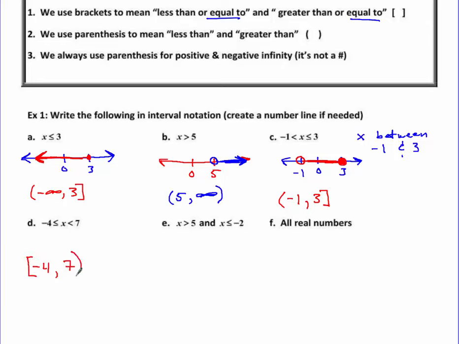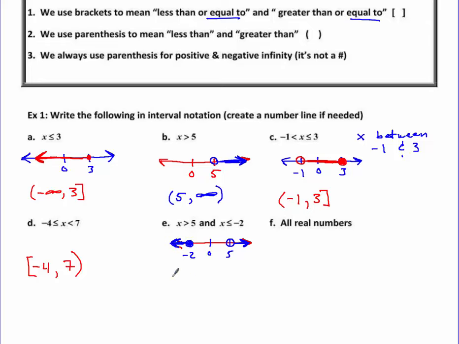So bracket, parentheses. X is greater than 5, and x is less than or equal to negative 2. We'll do a quick number line just to refresh everybody on this. So 0, 5, negative 2. So x is greater than 5, but not equal to. X is less than or equal to negative 2.